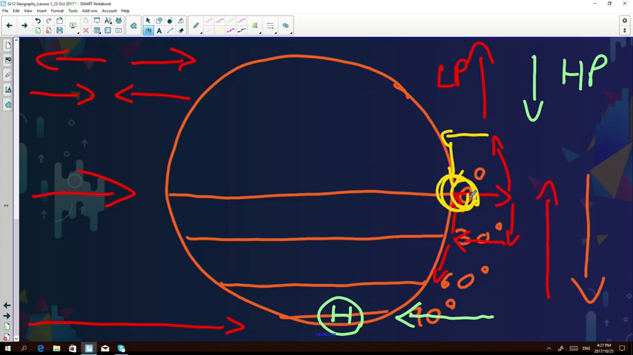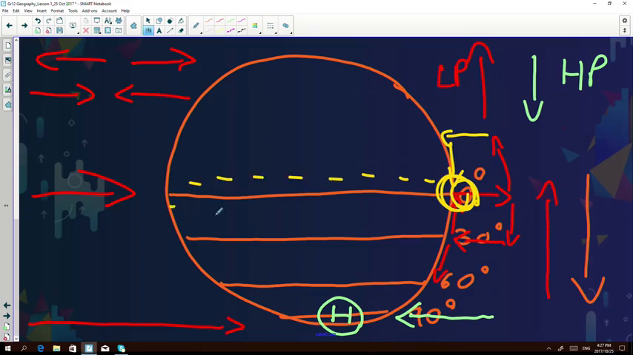And when air comes together, it's known as convergence. And what do we call this area between 0 and 5 degrees? The ITCZ, Intertropical Convergence Zone. The name basically gives it away.